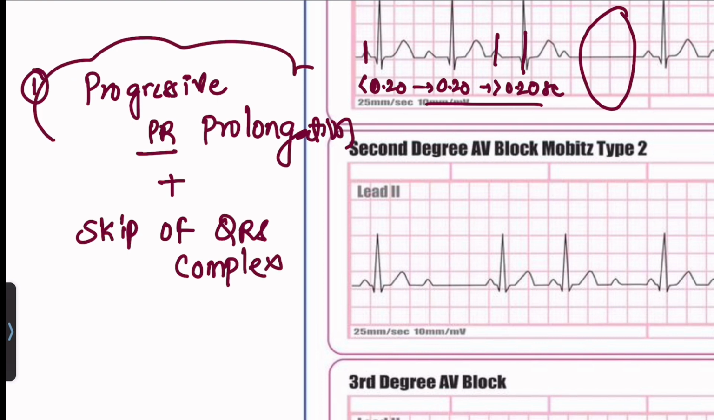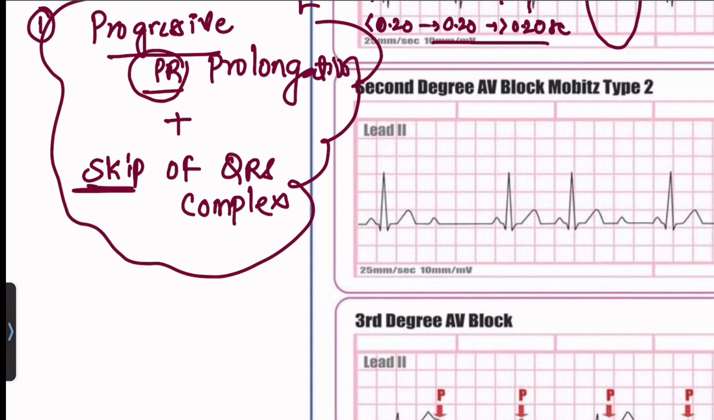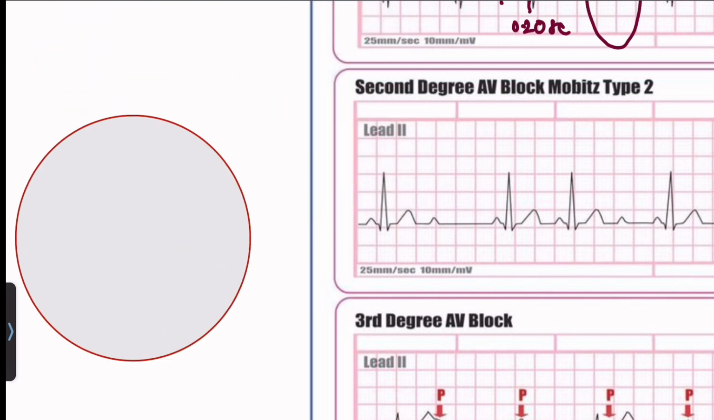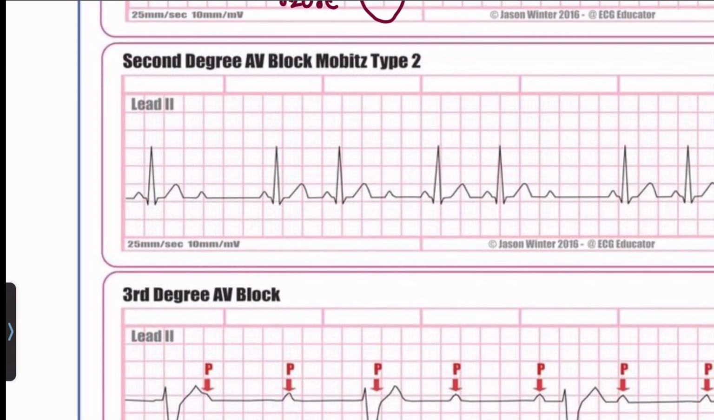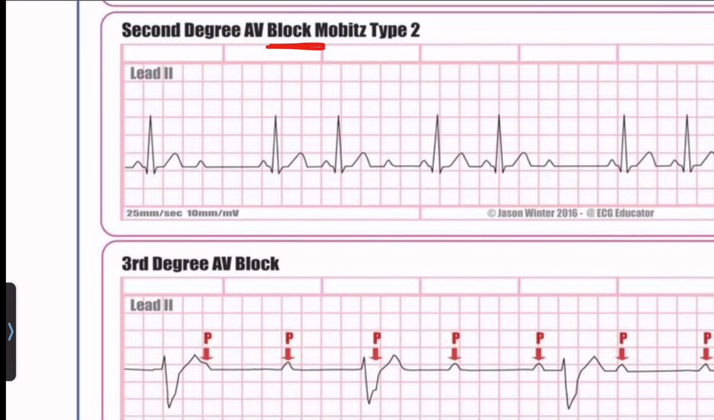I think you understood this. So progressive prolongation of PR interval, and there is a skip of QRS complex, right? Next, let's move to the Mobitz type 2. So this is Mobitz type 2 or second degree heart block type 2.